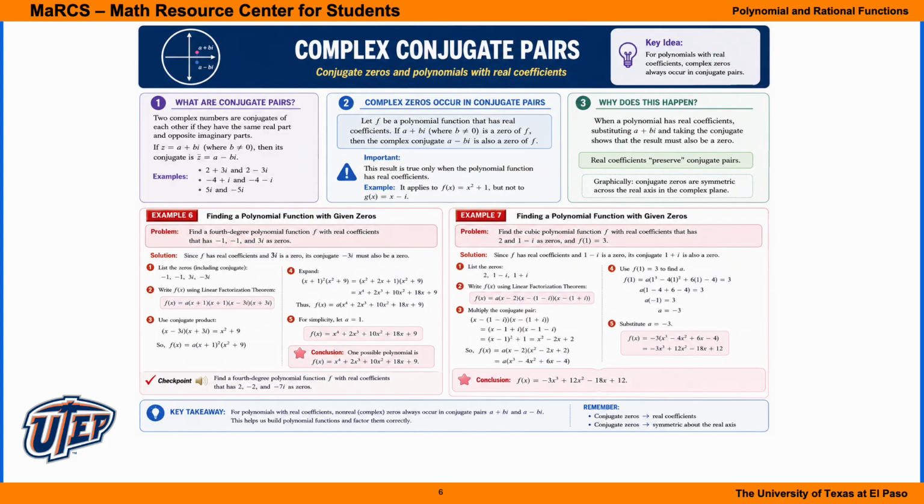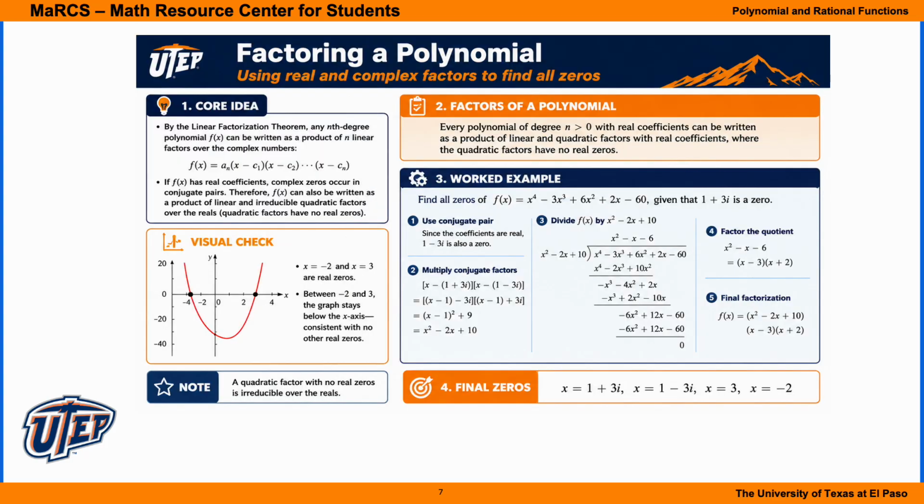So for polynomials with real coefficients, non-real complex zeros always occur in conjugate pairs, a plus bi and a minus bi. This helps us build polynomial functions and factor them correctly. By the linear factorization theorem, any nth degree polynomial f of x can be written as a product of n linear factors over the complex numbers. That is, f of x is equal to a_n times x minus c1 times x minus c2, all the way to x minus cn.